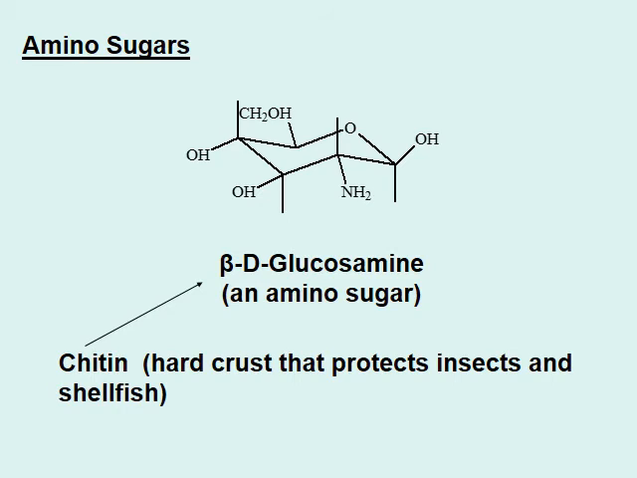Amino sugar. This is pretty much like any sugar molecule except that it has an amino group, NH2 group. And particularly this one is called beta D-glucosamine. This is beta because this is carbon 1, OH is on the left. That's why this is beta.